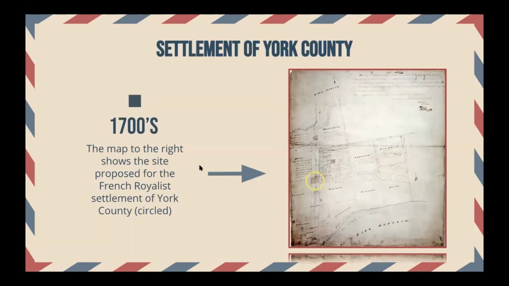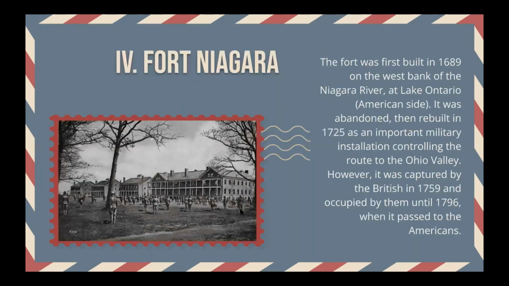Settlement of York County. So in the 1700s, you can see in this map to the right, there's that yellow circled area where the French royalist settlement started. All right, and last section, we have Fort Niagara. So the reason why we wanted to add Fort Niagara to its own section was because it's an iconic landmark.